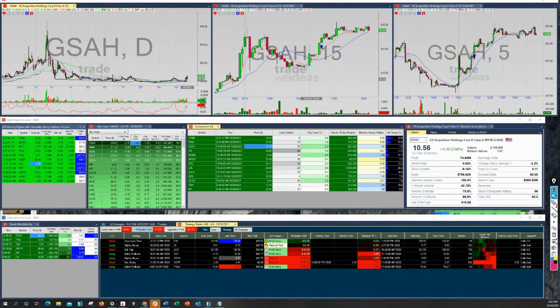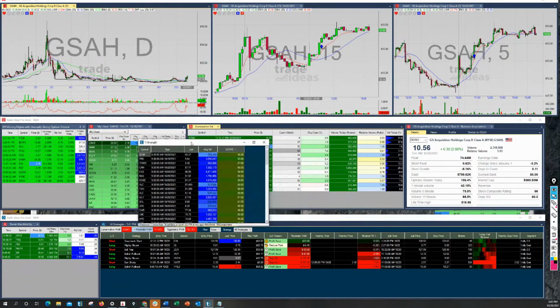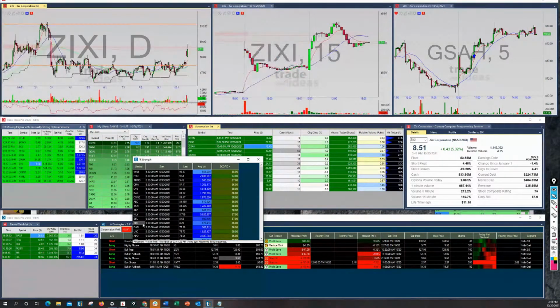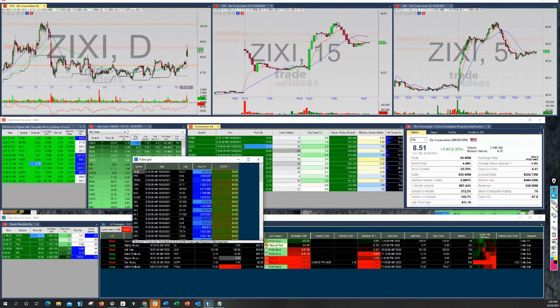I took a trade from the trade idea strength alerts window here, ZIXI. It worked out well for me. I got in here, sold some here and here. Thought it was going to be all right, made a move without me, and then completely gave it up anyway.